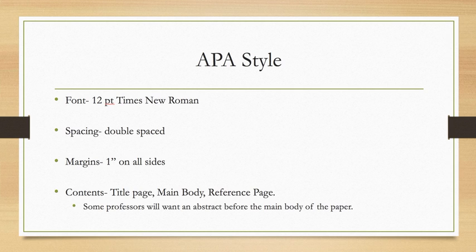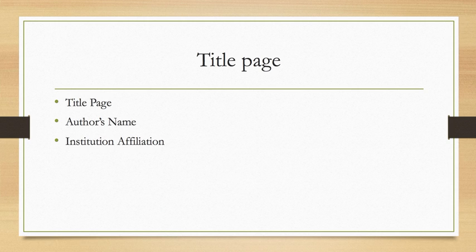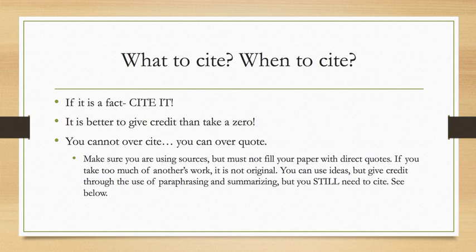In addition, some professors may want you to have an abstract, and I did include that in the sample paper so you can see what the important aspects of an abstract are. It always goes on a separate page prior to the main body of your paper. Your title page is going to have the title of your work, your author's name, and then the institutional affiliation. So what college it is that you're writing the paper for is included on there.